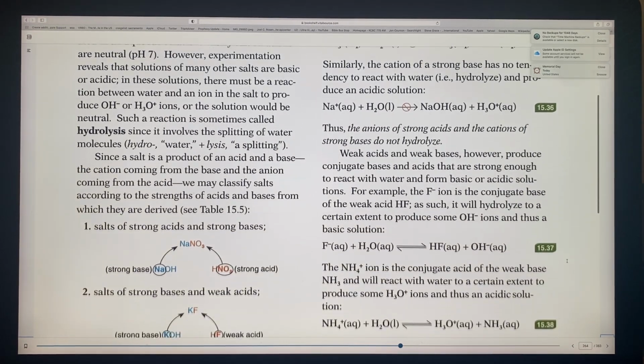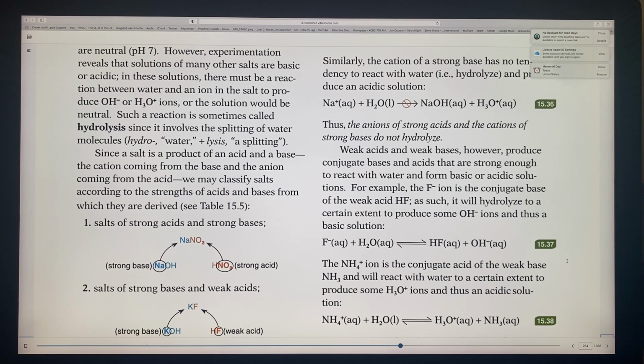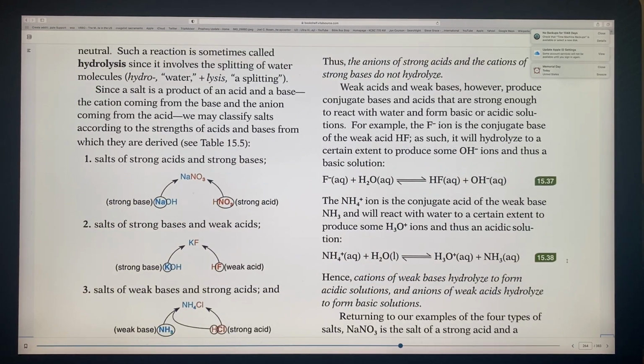But weak bases and weak acids can form conjugate bases and acids that are strong enough to react with the water and form basic or acidic solutions. For example, this is with fluorine. So you have a weak acid and it's hydrolyzing at this point, as you see, hydrolyzing with water. You'll have it as it's going through the production. Here's the equation for it.